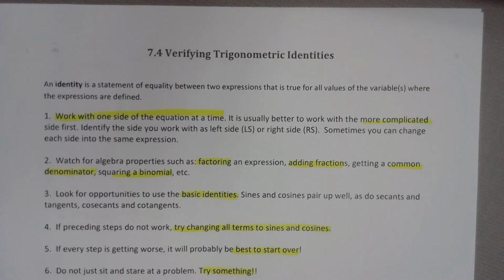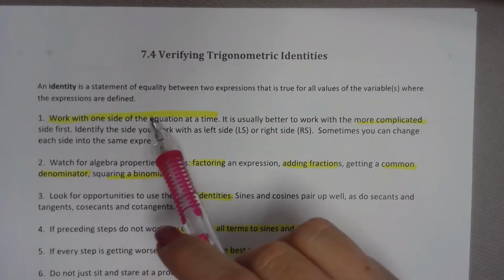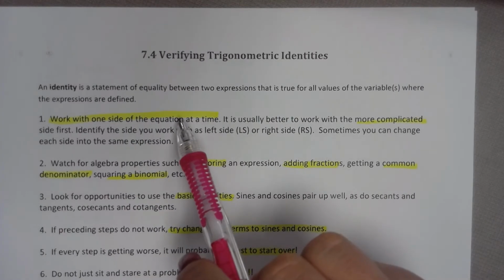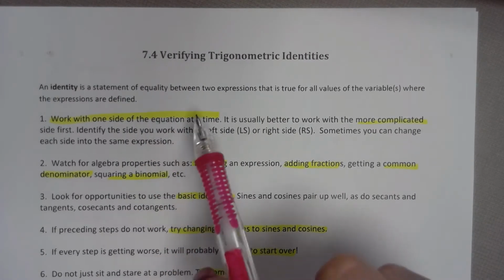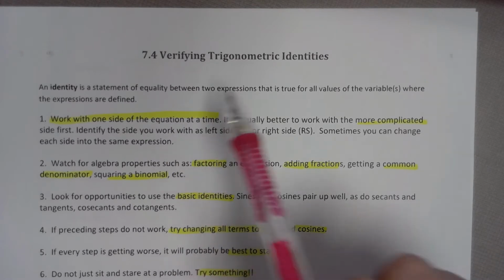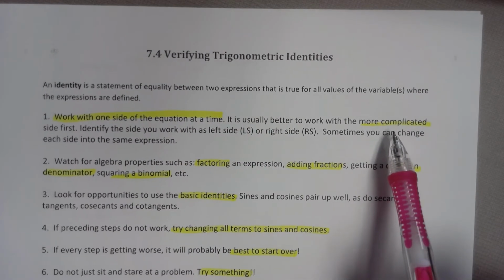So when working with identities, the really important part is that we're working with one side of the equation at a time. Okay, so we're going to start with either the left side or the right side, and we're going to work with that side until it makes the other side. Okay, you always want to start with the more complicated side.